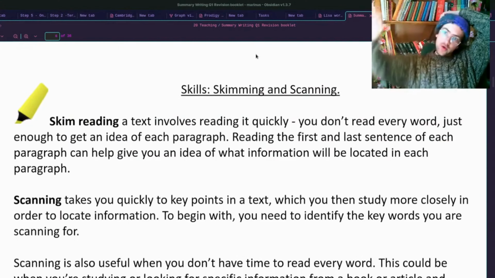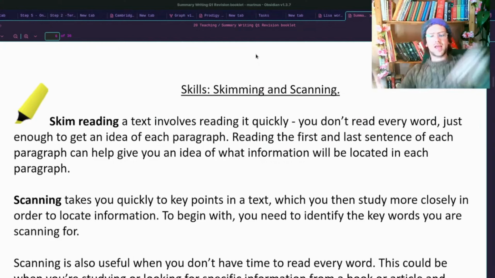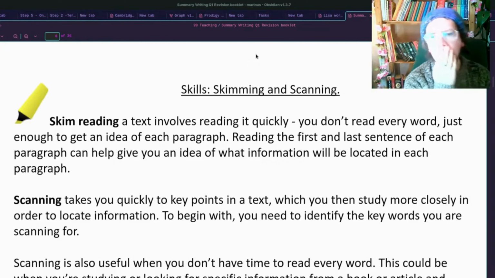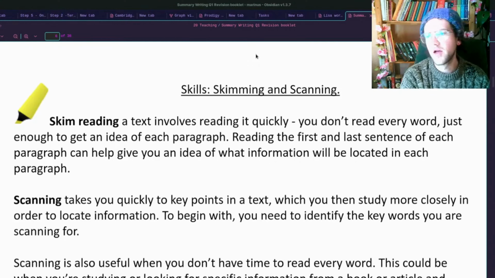Okay, so today's skill that we're working on is skimming and scanning. Skim reading a text is about reading it quickly, so you don't read every word, you just get enough to get an idea of each paragraph. Some people would read the first and last sentence of each paragraph, although this isn't always effective, but that does generally give you an idea of what the paragraph is about. Next, you need to scan.